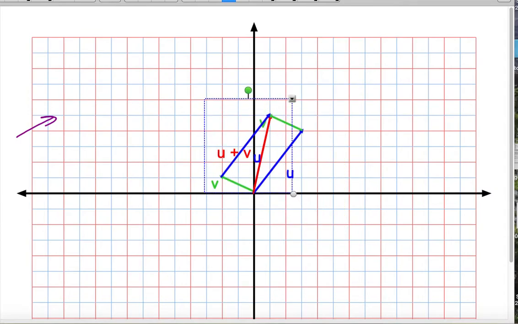Notice that the two vectors u and v determine a unique parallelogram. So when I give you two vectors like u and v, there's a parallelogram that they determine, and it turns out that the vector u plus v is the diagonal of that parallelogram. You're probably wondering, what about the other diagonal? We'll get to that shortly.